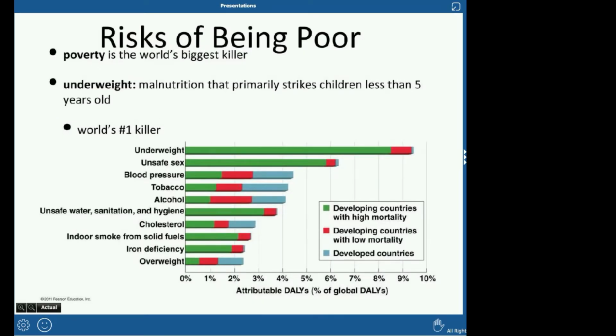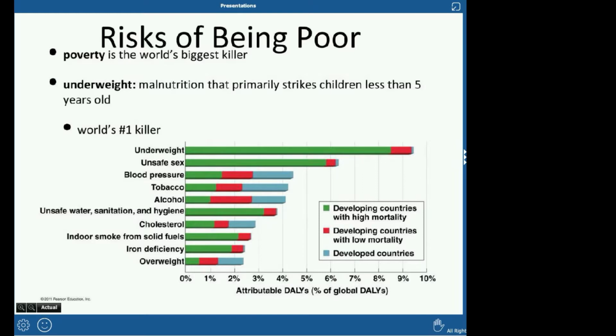So while we're doing risk assessment, let's talk about the risk of being poor and the risk of being rich. Poverty is the world's biggest killer. And it's not poor like what we would think in the United States, like, oh, we can't afford a new Xbox. It's very, very poor, like people that live on less than $1 a day. When you're poor, you can't afford food or health care, and so you really struggle with a lot of these things.